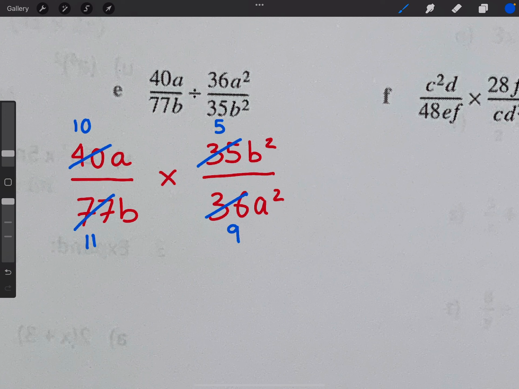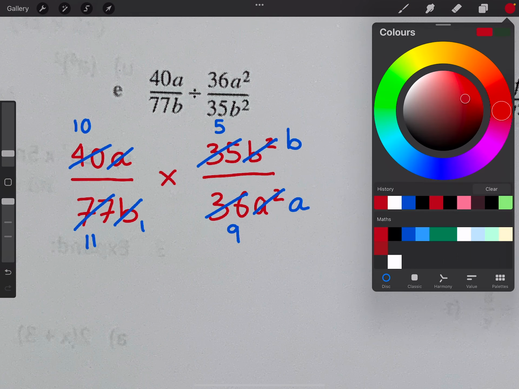And now we can divide this by A, we get 1. Divide this by A, you get A. Okay. Divide this by B, you get 1. Divide this by B, you get B. So, what do we have all together? Now we have to multiply this. I'm going to do this in green.